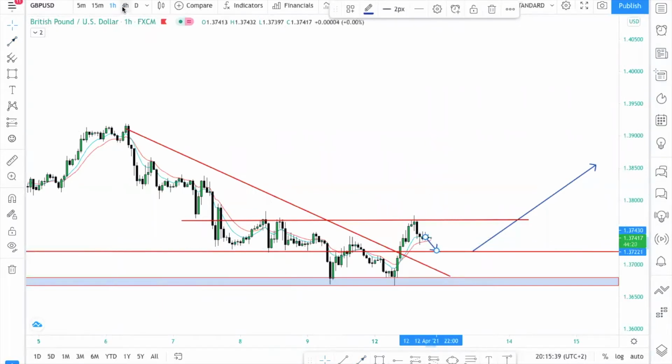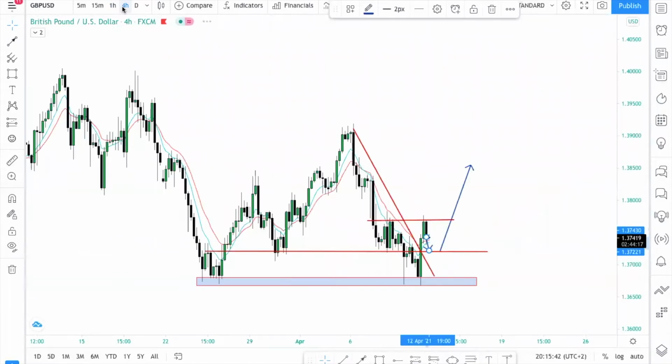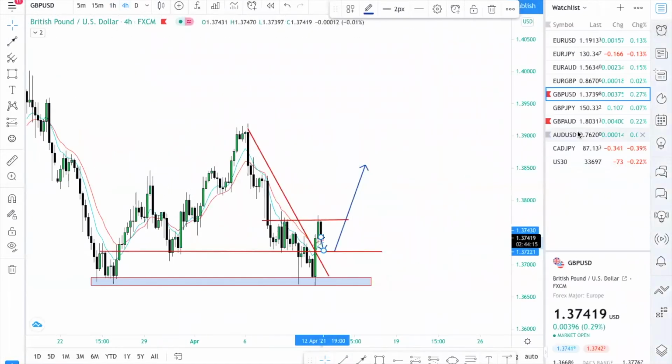Okay, good guys. That's my analysis and my sentiment on GU. Moving on to GA.